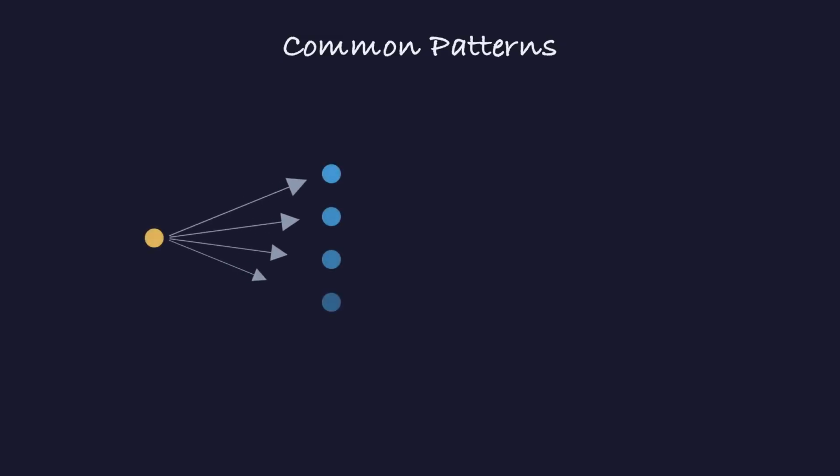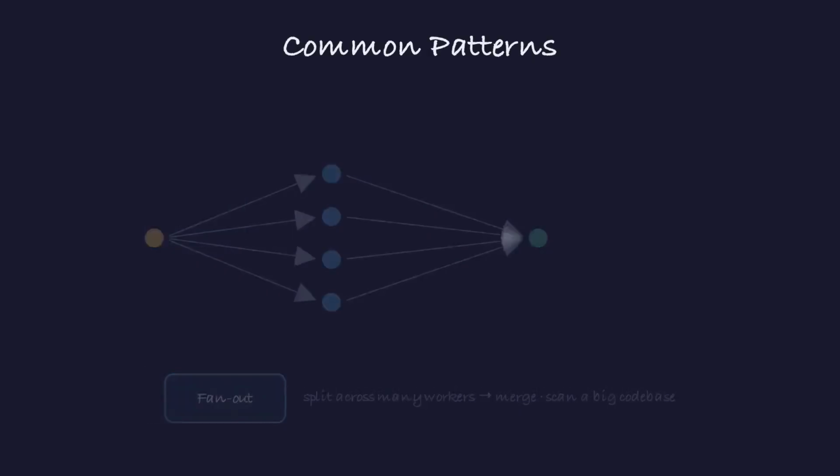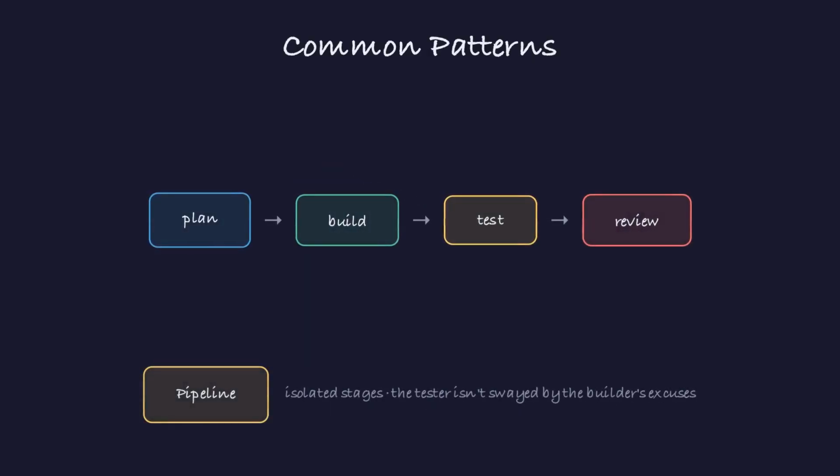In practice, teams compose subagents into a few reliable patterns. Quick tour. Fan out, split independent work across many workers at once, then merge. Great for scanning a big code base. Pipeline, a chain of isolated stages. Plan, build, test, review, each with fresh context, so the tester isn't influenced by the builder's excuses.